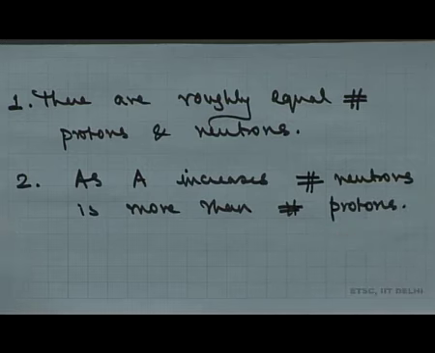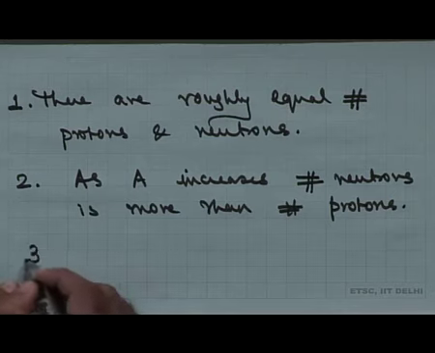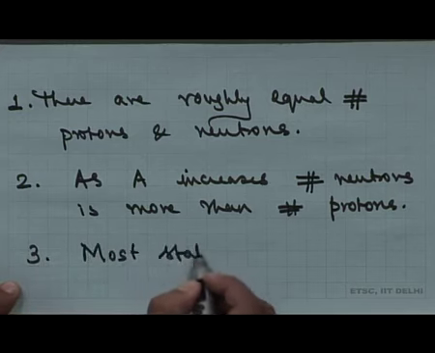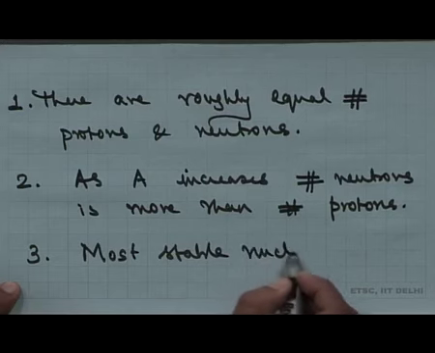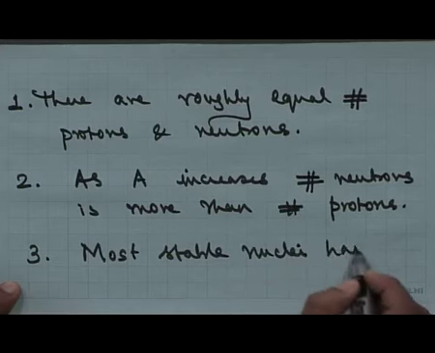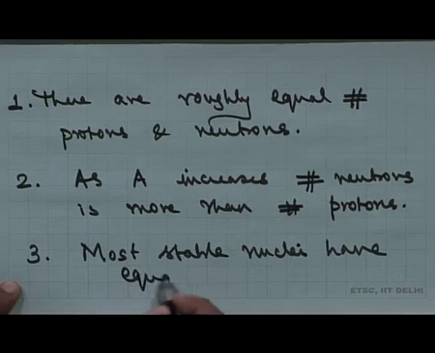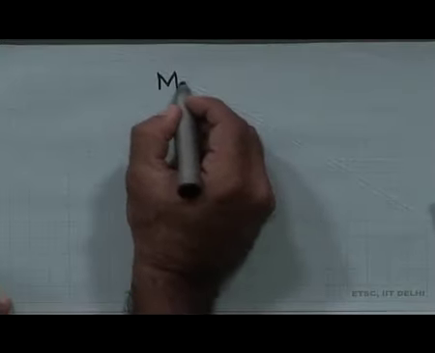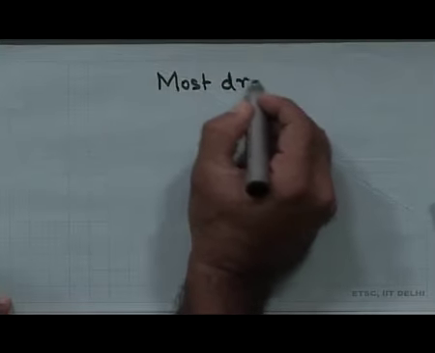As A increases, the binding energy per nucleon also decreases, therefore they are not all that stable, and most stable nuclei have equal number. Like helium or 12 carbon or oxygen, so on and so forth. And what is the most dramatic thing? I have to write that. Most dramatic.